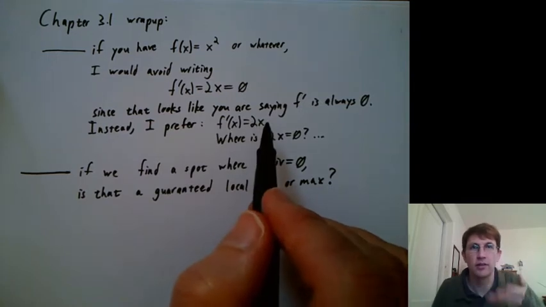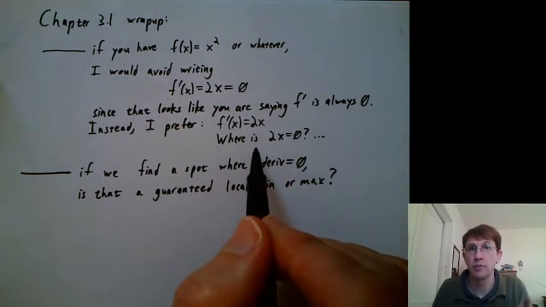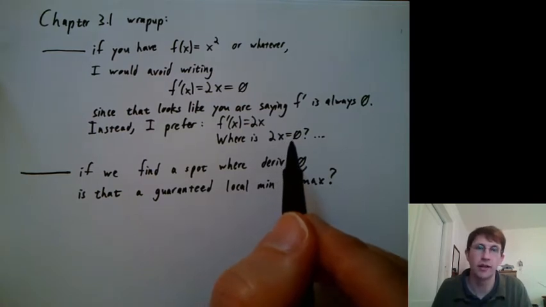Just take the derivative, say here's the derivative, and then ask a question. Where is this equal to 0? And then solve for x.